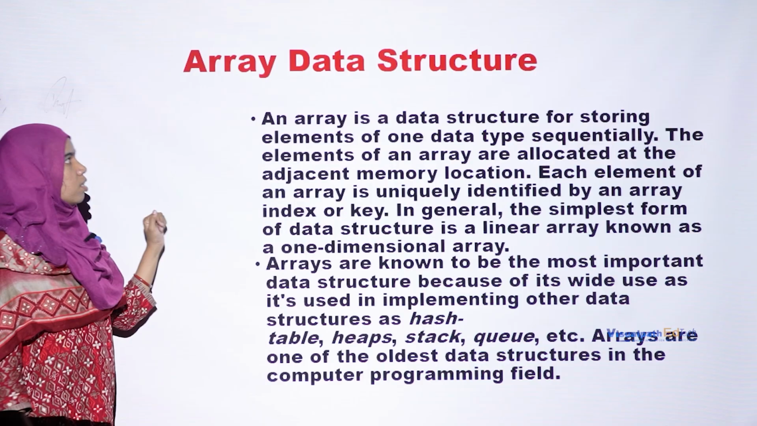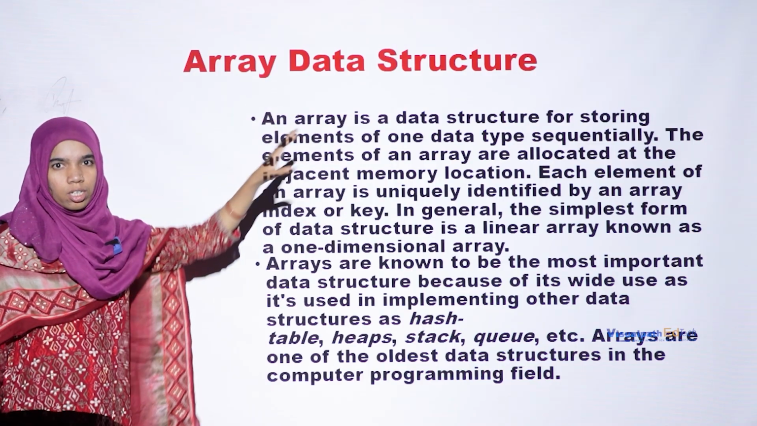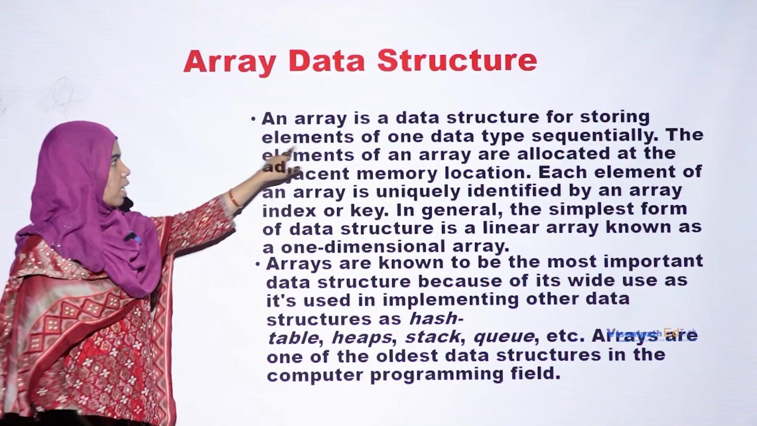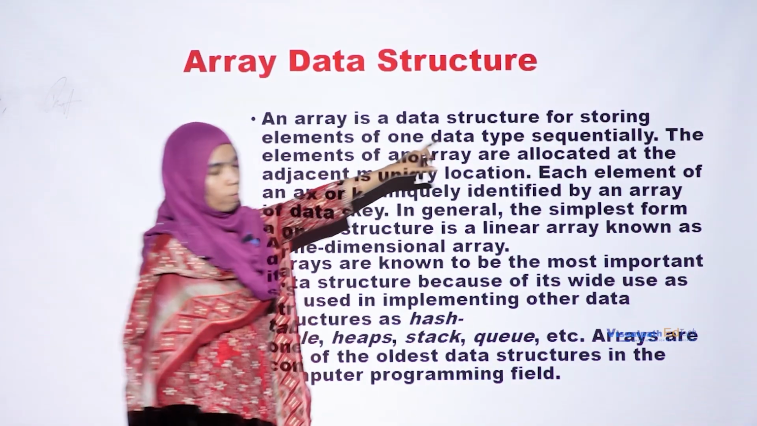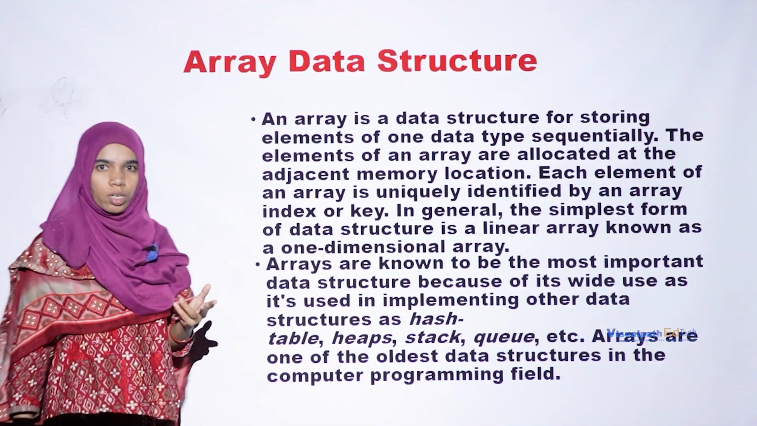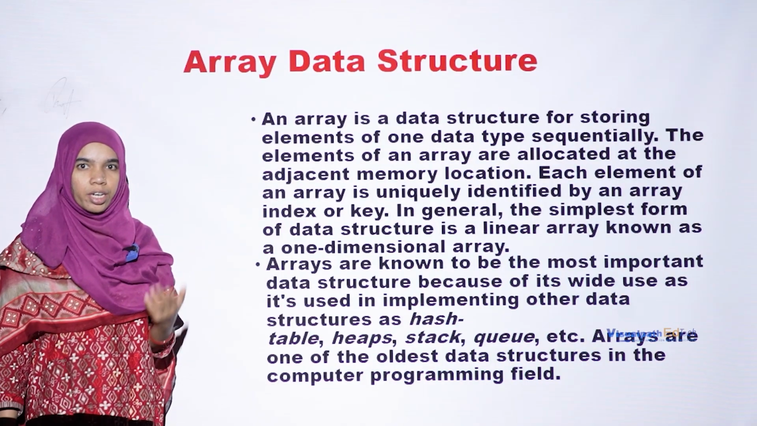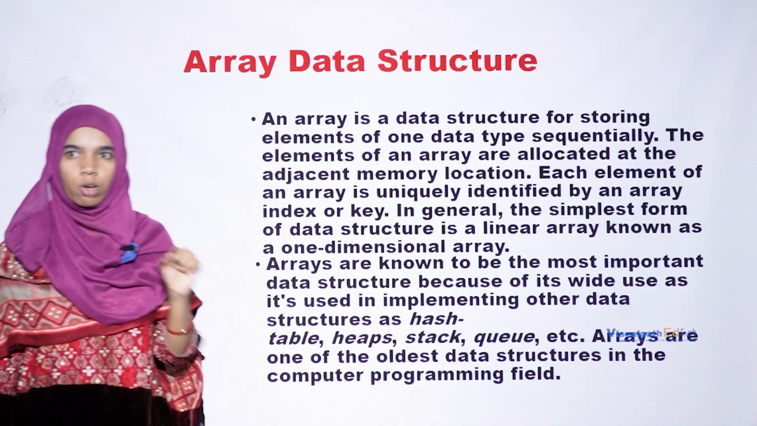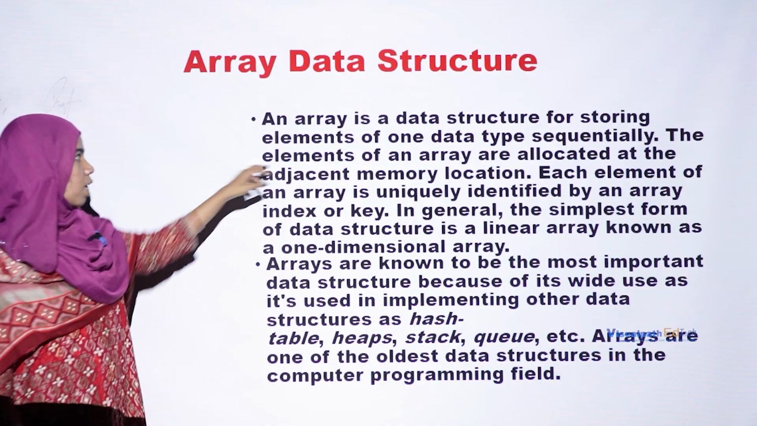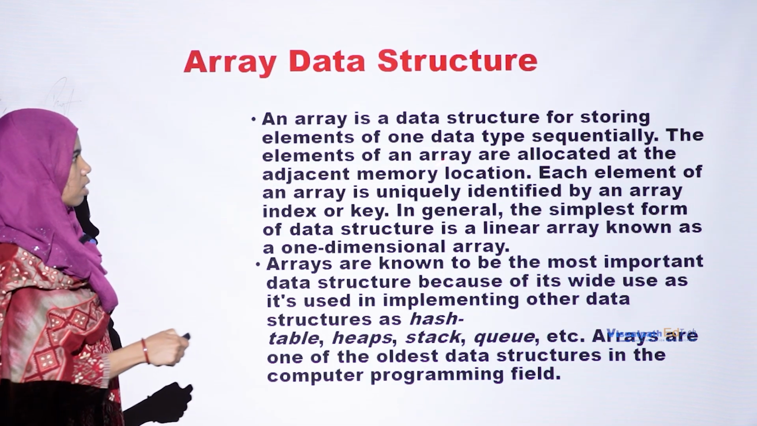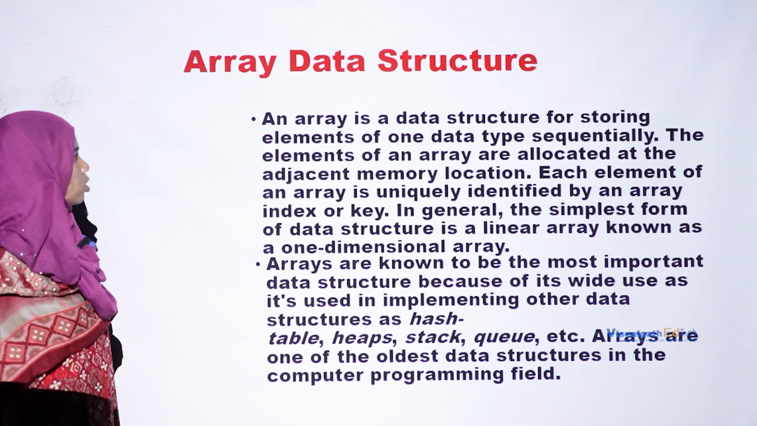So in this, array as a data structure is one of the linear data structures where we will be storing the elements sequentially of one data type. For example, if I am storing a variable a of integer type, then we will be storing all the elements of a which are of integer only. That means we will be storing the elements of one data type only, in sequential order.